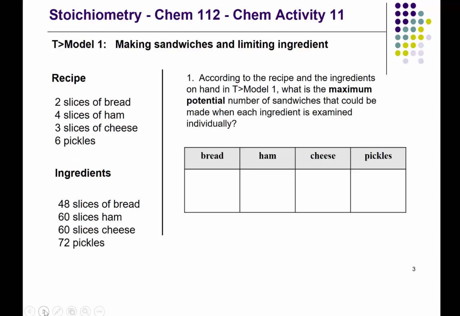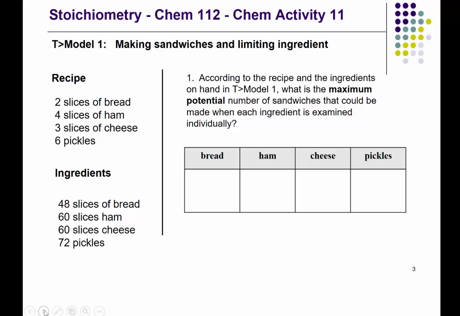So then let's change this a little bit. We actually do know how much of each of these things we have. We checked out our pantry and our refrigerator. And as it turns out, we have 48 slices of bread, 60 slices of ham, 60 slices of cheese, and 72 pickles. Note that we actually have the most pickles present. And that'll be relevant in a minute.